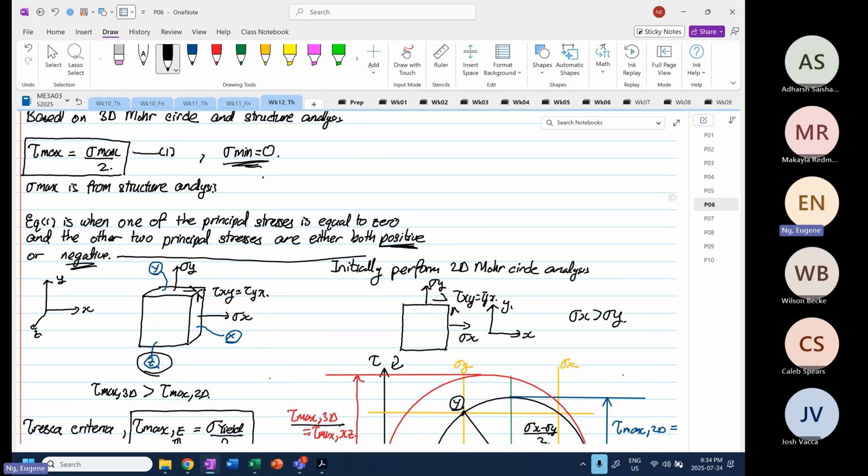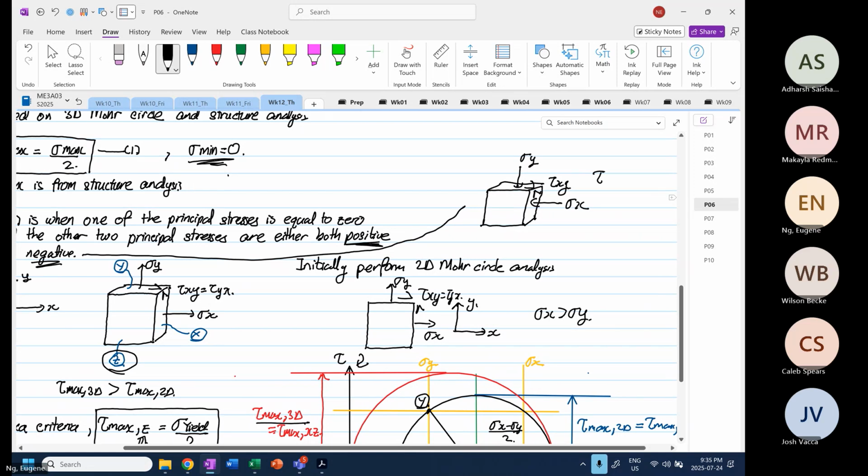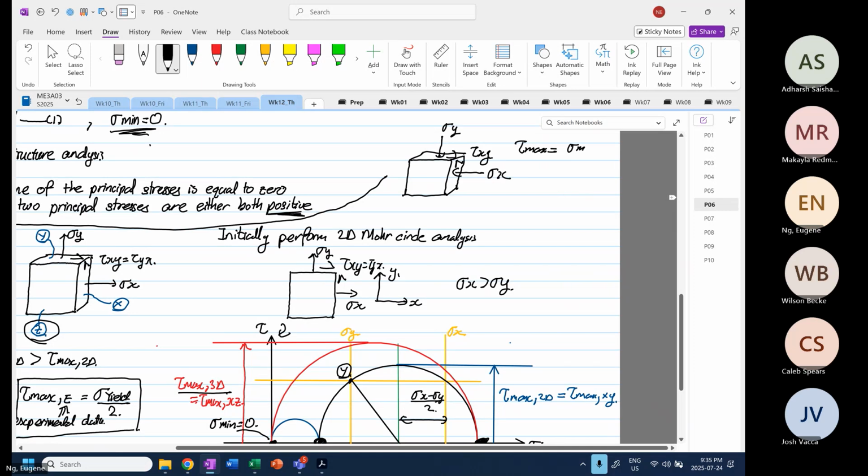What do I mean by negative? Both are negative. If you have your 3D Mohr circle, both are now in compression. The shear does not matter, positive or negative. When this is the case, tau max will be equal to stress mean divided by 2, because stress max is equal to 0. Are we clear?